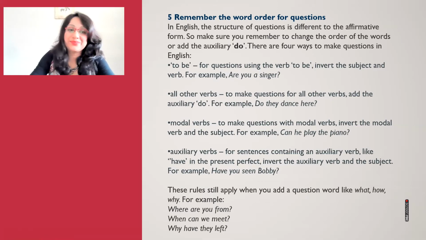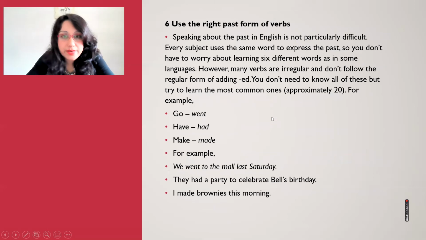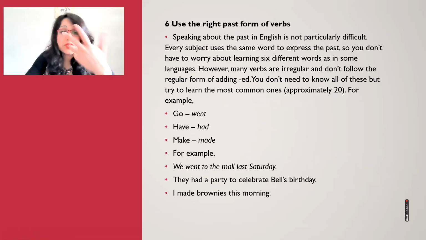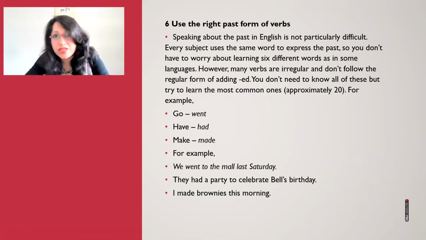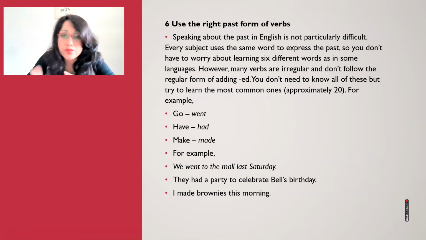Do not forget that. Next is use the right past form of verbs. Okay, now I know that when you're speaking about the past in English, it's not the easiest form, okay? Because in English, it's not that you just make your past form by adding ed. You have some irregular verbs, approximately around 20.